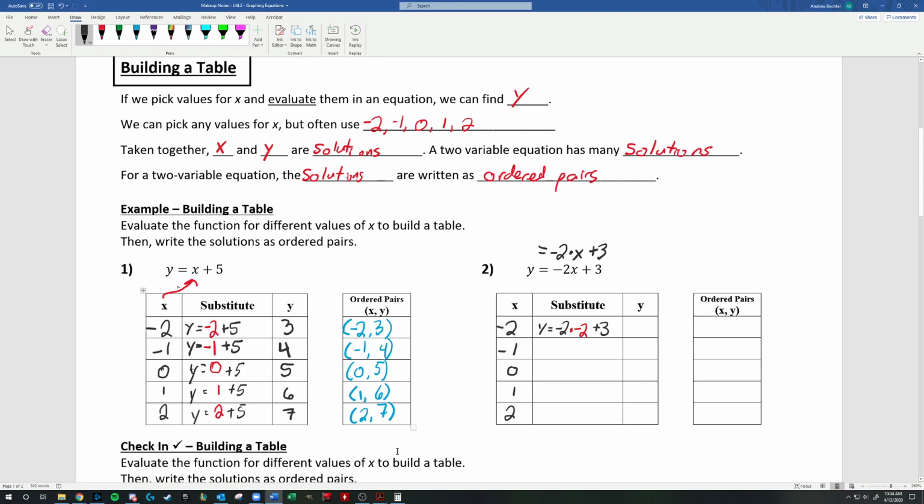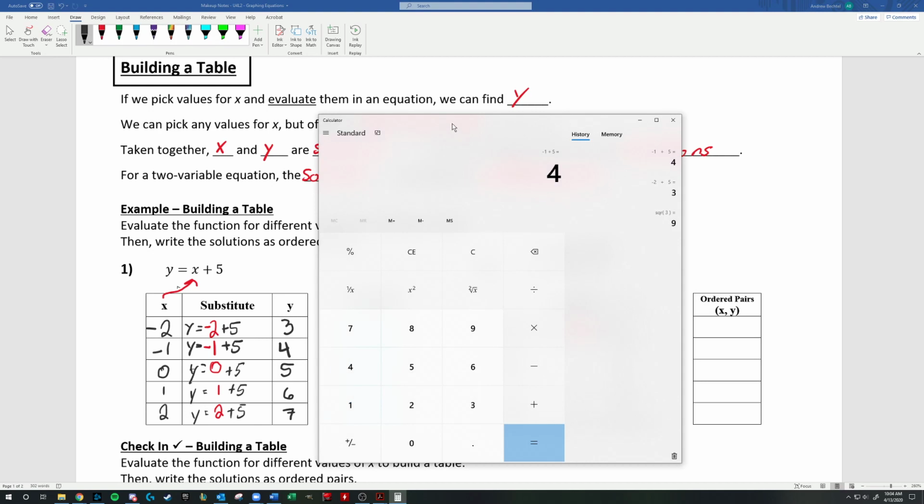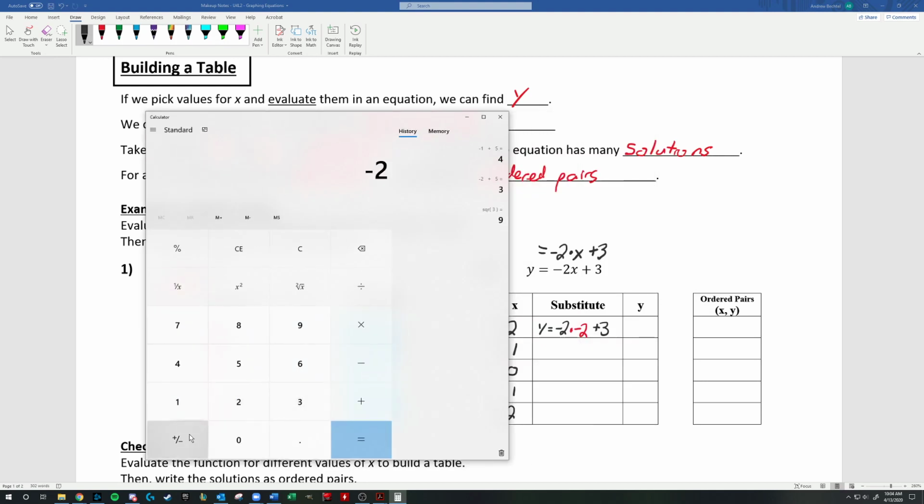I'll demonstrate how to plug that in your calculator. Both of these are negative, so make sure you're paying attention to that. We have negative 2, so I hit the number, then the sign, times negative 2. That gets me a positive 4. You can always look up here and check your work. I did a negative 2 times a negative 2. This calculator shows me that. You can also check the memory here at the top. It shows the same answer. Don't forget to add 3 after you multiply, because we're doing all steps in the equation. When we add 3, we're going to get 7.